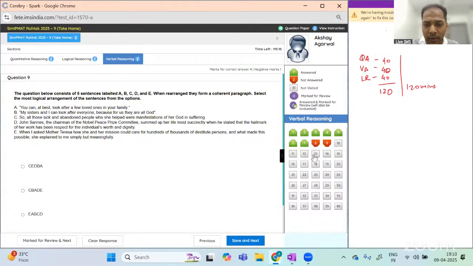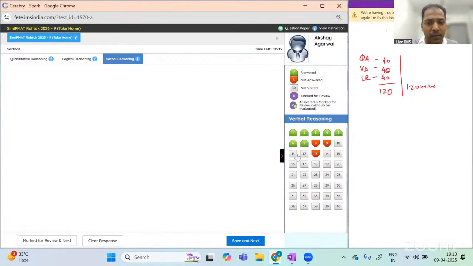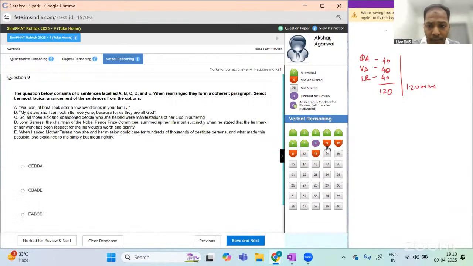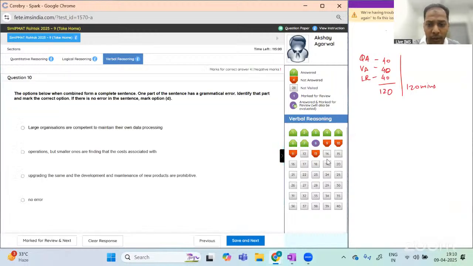I think I'll pass the parajumbles for now because identifying errors is generally faster. So I'll mark this for later. 8 and 9 I have to come back to, because these could be something which I could solve.